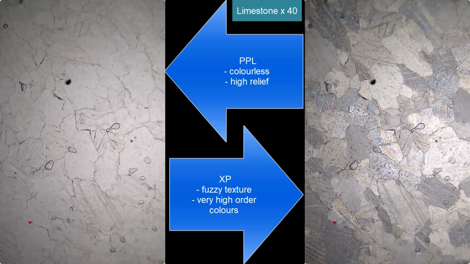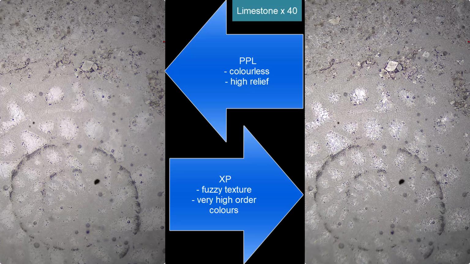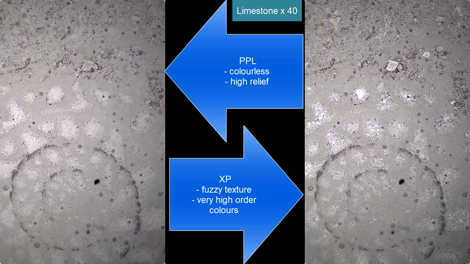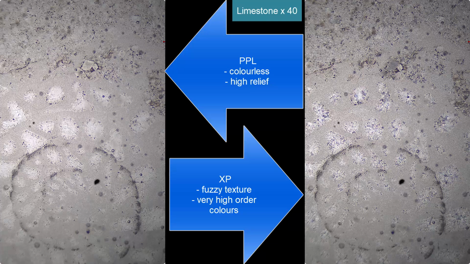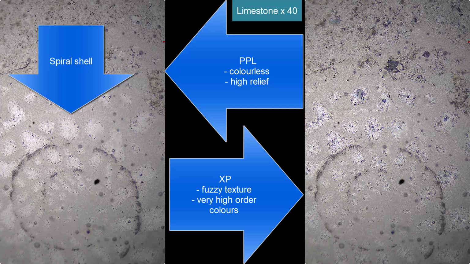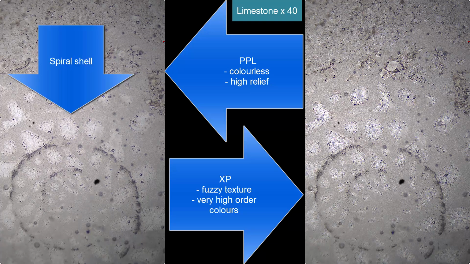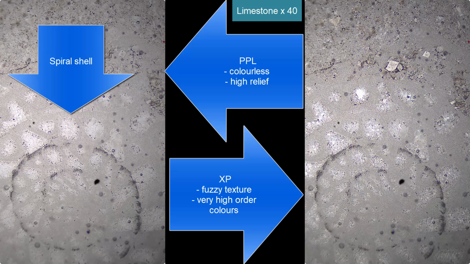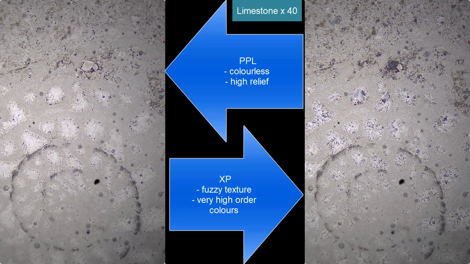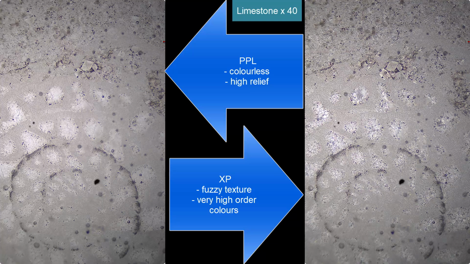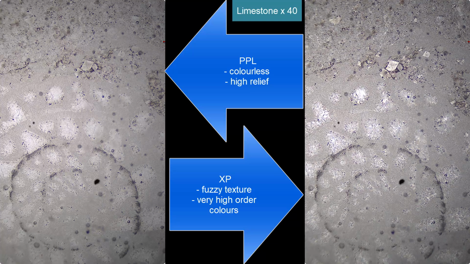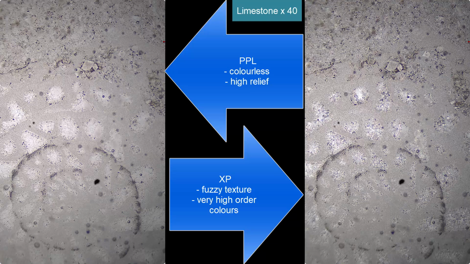A second calcium carbonate sample we're looking at here is a limestone made of fossilized shells. So in this case, the calcium carbonate's not in crystal form, and so that's an exception to these rules here. There's no relief, and that's why. And it is still colorless but it still shows the diagnostic fuzzy texture. And so this one's a bit of an exception to the rules. It's a fossil. We don't see any high order colors.